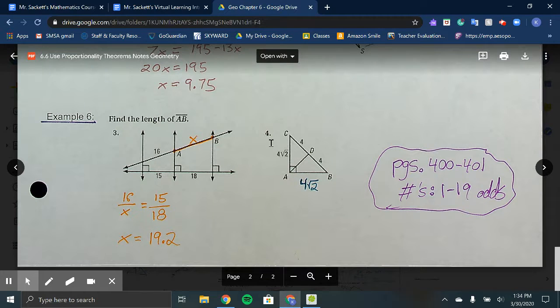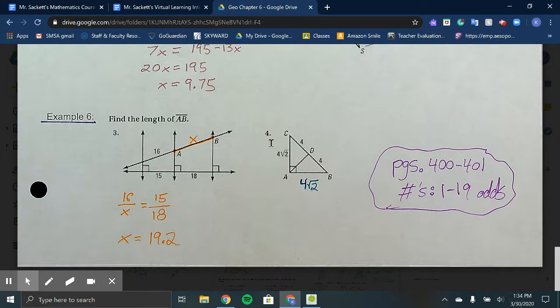Then in example 4, looking at this triangle, we could set it up proportionally, but what you should notice is if this segment here from CD is 4 and DB is 4, we are cutting the right angle of A in half down here. So if CA is 4 square roots of 2, AB is also 4 square roots of 2. You could set up the proportion and find that same measurement as well.